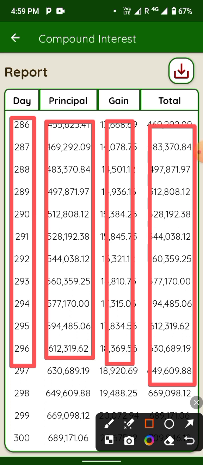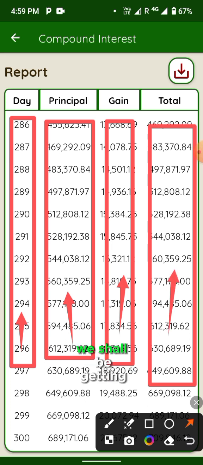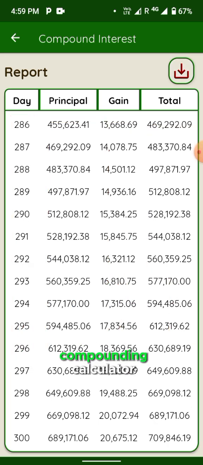Okay? So the first column here is for the days. The second column here is for the principal or the capital you're going to put in. The third column here is for the gain, and finally we shall be getting the total as well. So that is how we use the compounding calculator.